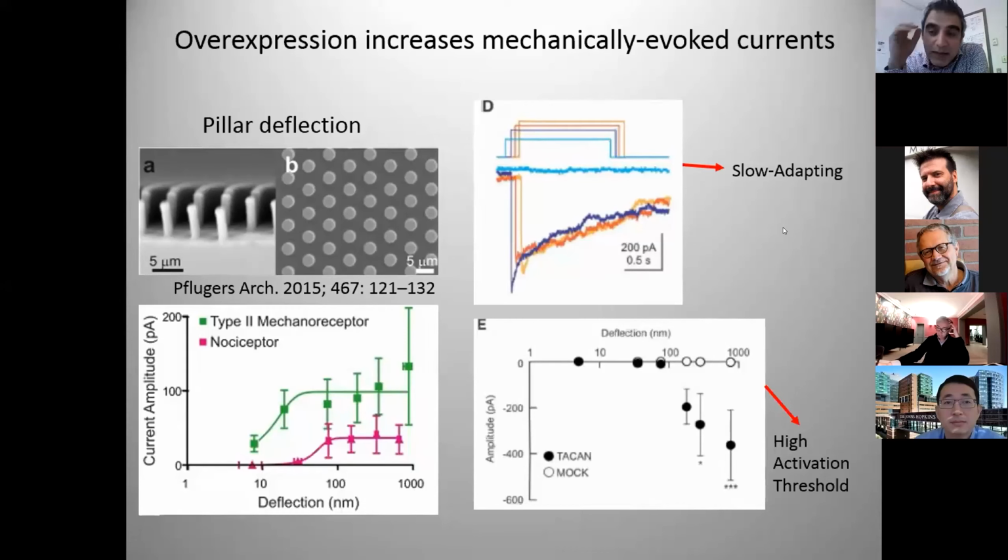So keep in mind, in native cells, in the nociceptors, the endogenous mechanosensitive channels have a high threshold for activation and slow adaptation kinetics. And now we take that candidate and put it in a heterologous system, and it reproduces two of those important characteristics: high threshold for activation, as well as slow adaptation kinetics.